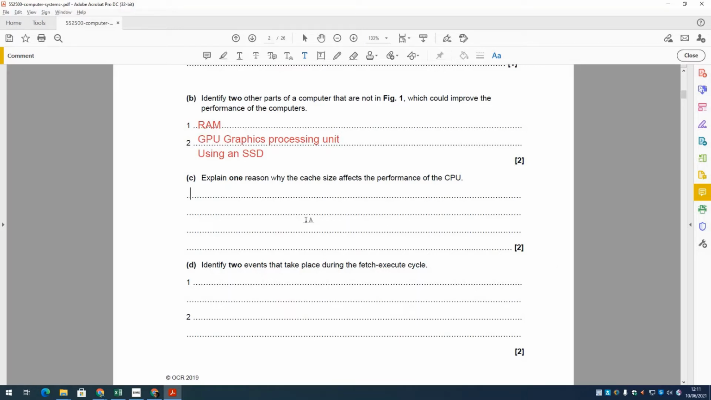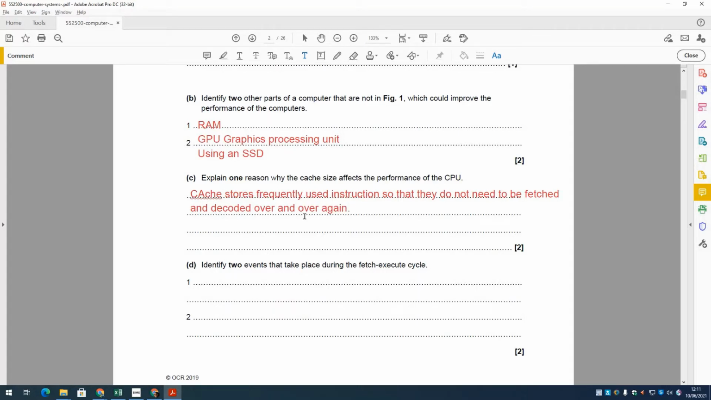So the whole idea of cache is that it stores frequently used instructions so that they don't need to be fetched and decoded over and over again. And so let's start off by explaining that. So we could say cache stores frequently used instructions so that they do not need to be fetched and decoded over.